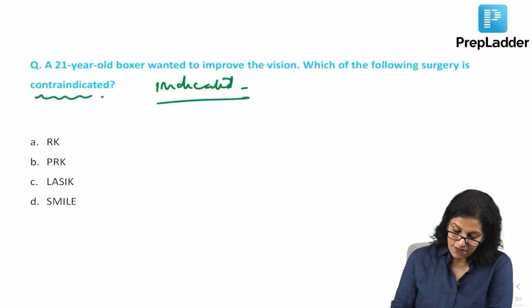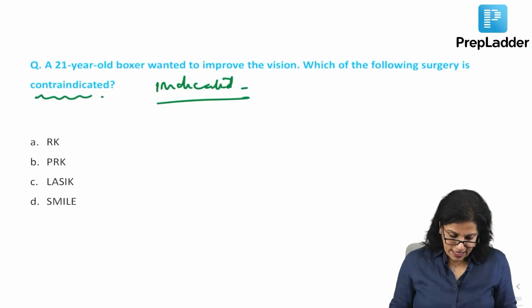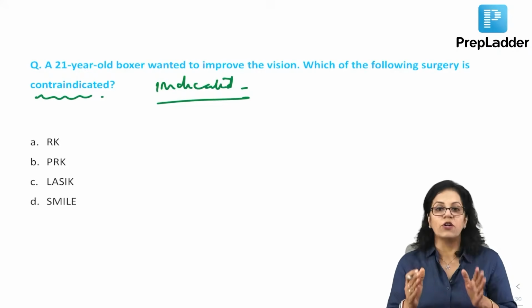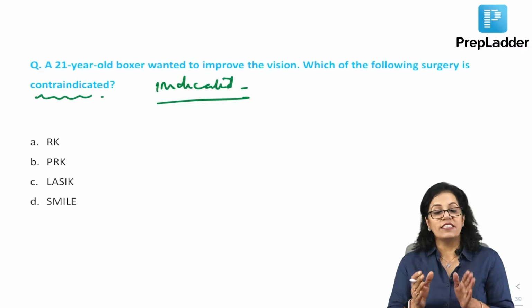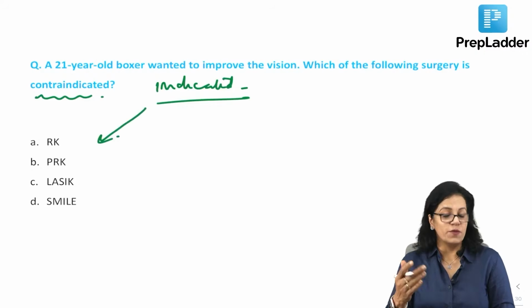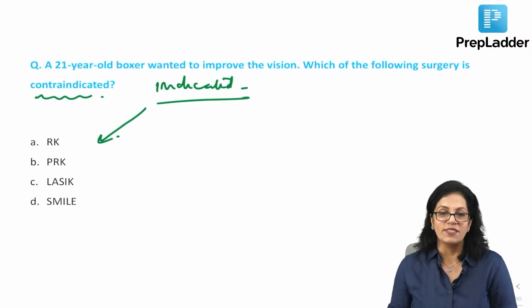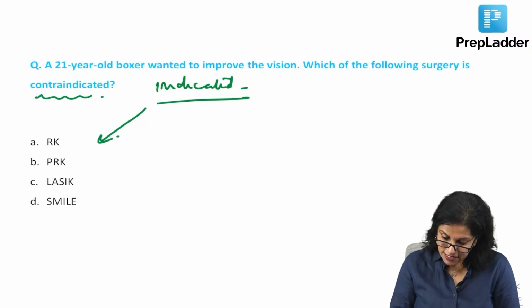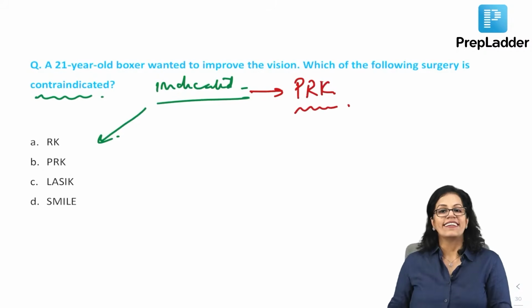So, think yourself, do we know what RK is first of all? What is RK? Okay, because there has been some difference in my opinion, I thought I was asking you indicated, but it is written contraindicated. I will discuss both the things. First I am talking about indicated. Now think afresh with me and tell me, RK, PRK, LASIK, SMILE, which one should be chosen for contact sports? What should be the answer? The answer should be PRK. Though this is an older procedure, not commonly done, yes, this should be the answer. Why? Let us discuss.